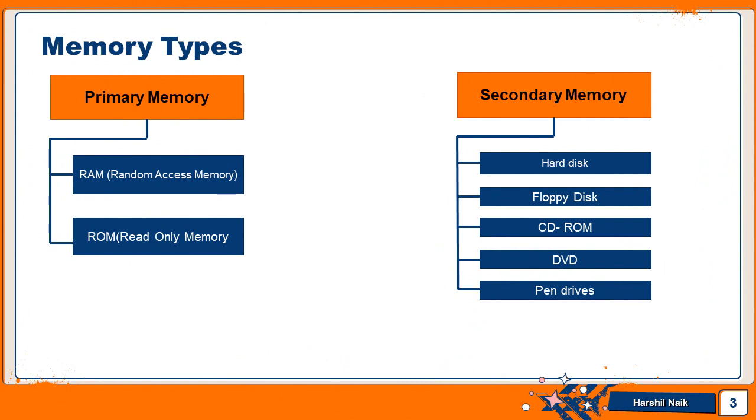Now we can see here there are two main parts of memory. First is primary memory, second is secondary memory. Primary memory consists of two types: first is ROM, read-only memory, and second is RAM, random access memory. Secondary memory is used to store data permanently. The different types of secondary memory devices are hard disk, floppy disk, CD-ROM, DVD and pen drive. Let us study about these devices in detail.